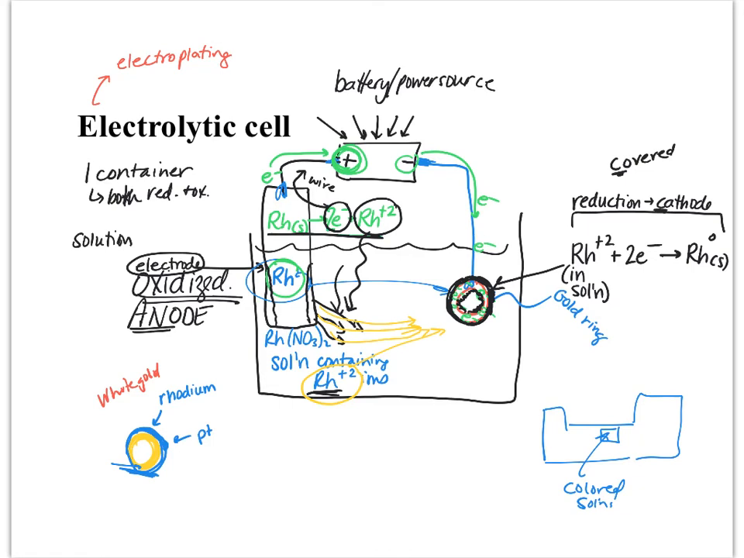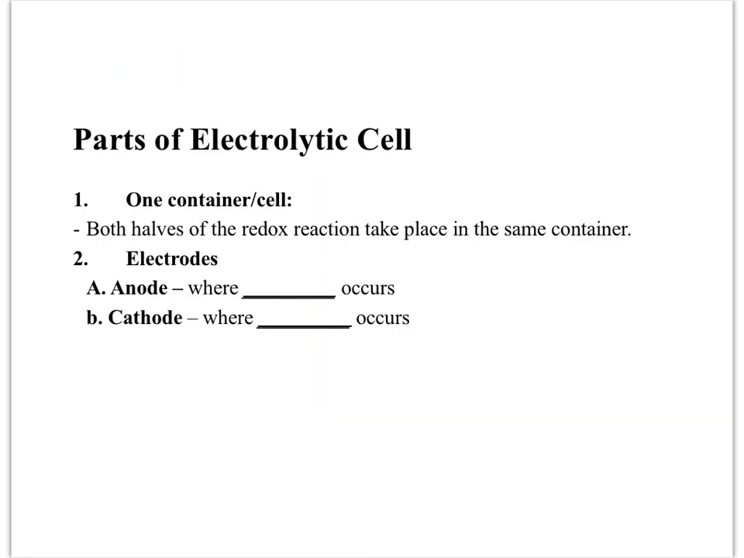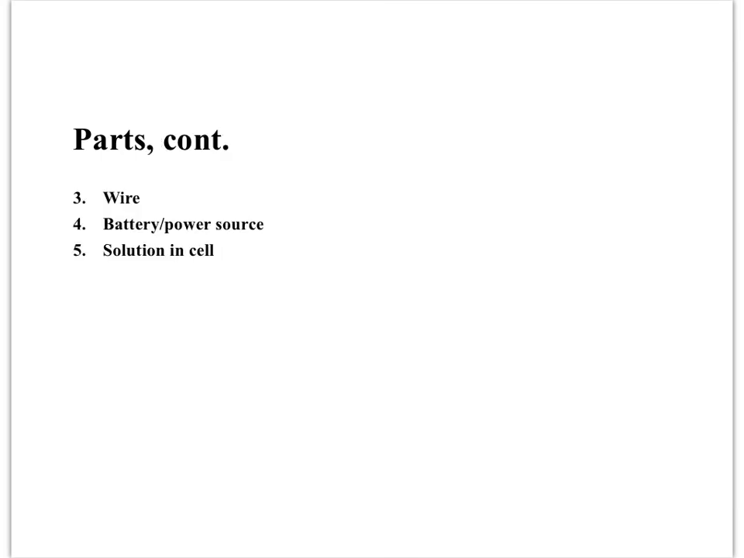Other uses for this process could be isolating metals from ores. There's a lot of different things. So this is a summary of the diagram. So we have one container, we have 2 electrodes, we have the anode where oxidation occurs, the cathode where reduction occurs. The wire is for the electrons to flow. Okay, so the wire is always for electrons to flow from the anode to the cathode.